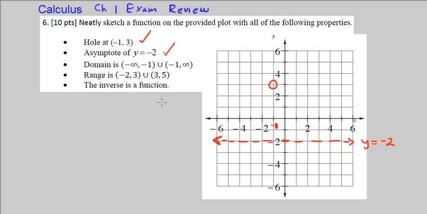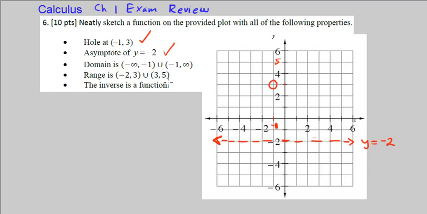Okay, and the range goes from -2 to 3. So the range goes from -2 to 3, not including -2. Well, that makes sense. All the way to 3. So it stops here, and then it starts again from 3 to 5. I'm going to write 5 in as well.